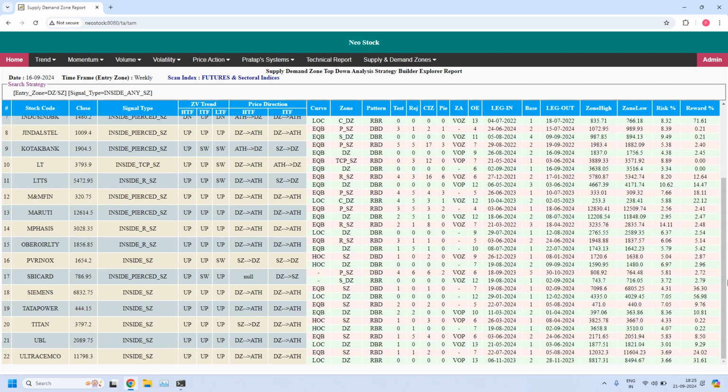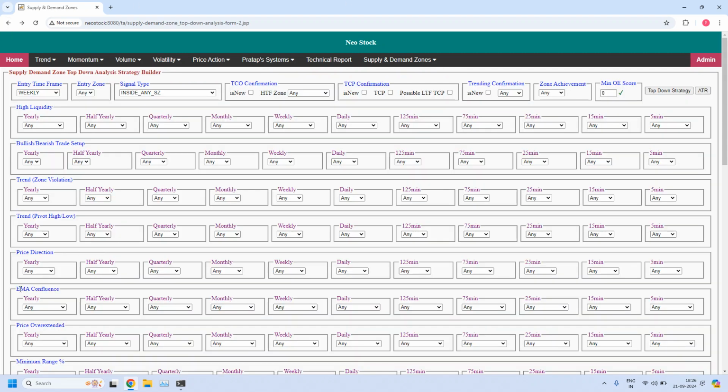So let's add EMA and trend related parameters. Let's look for high probability setup related stocks. So I'm going back. I'm adding EMA confluence for the supply zones. If any of those supply zones, out of the 22 stocks, are having a weekly EMA confluence, so weekly supply zones with weekly EMA confluence.